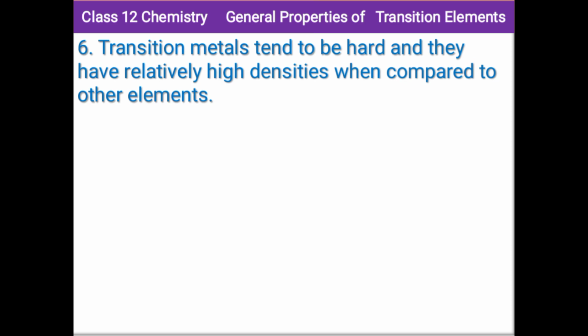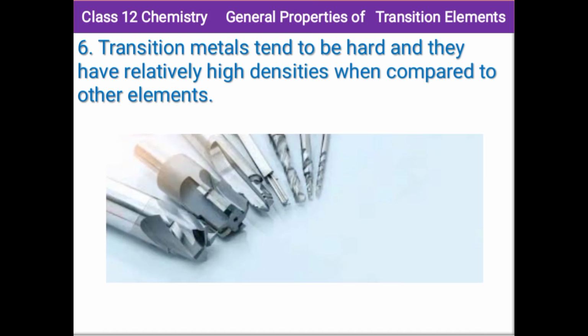Number 6, transition metals tend to be hard and they have relatively high densities compared to other elements. Because of their small size and high atomic numbers or atomic masses, they have very high density. For example, they are very hard. The following diagram shows cutting tools. These are made of transition elements like iron or steel, and they are very hard, so they can be used as cutting tools.